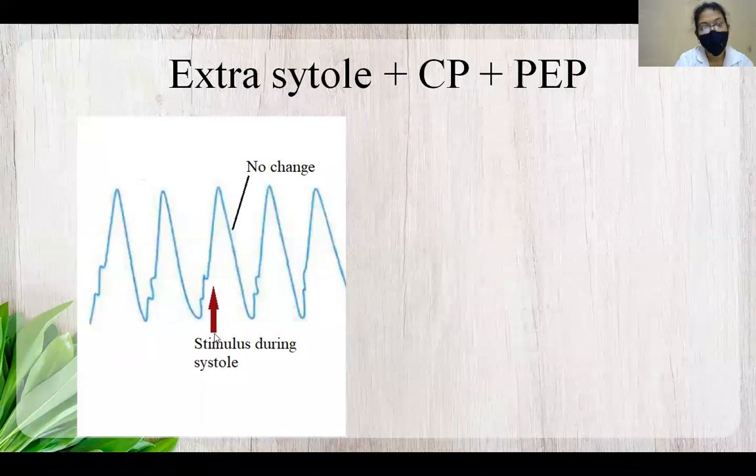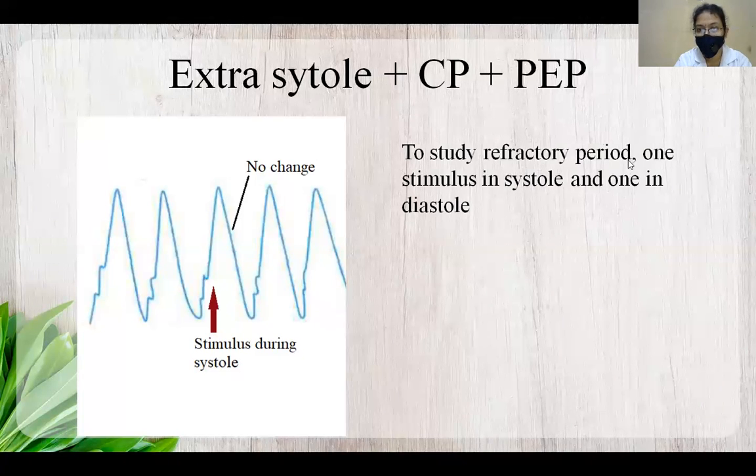During systole, there was no change. To understand the concept of refractory period, we are giving one stimulus in systole and one in diastole, because we have to understand which phase is absolute refractory period and which phase is relative refractory period. In absolute refractory period, no matter how strong the stimulus is, it fails to evoke a response, whereas in relative refractory period, a suprathreshold stimulus can evoke a response.